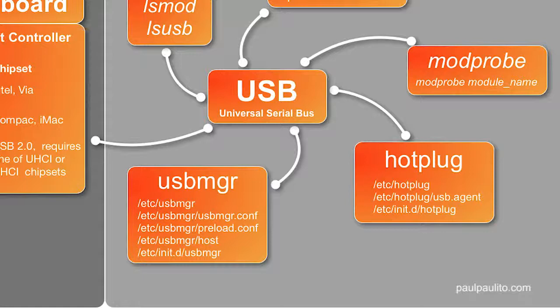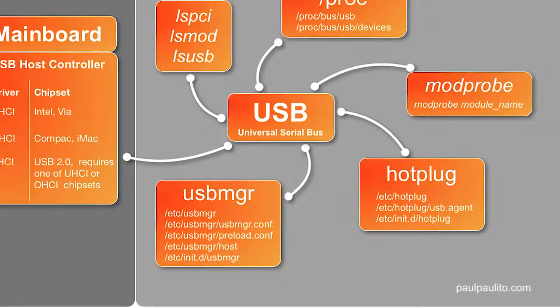The USB Manager configuration files are /etc/usbmgr/usbmgr.conf, a file that contains the official IDs, and /etc/usbmgr/preload.conf. This file contains a list of modules to be loaded by USB Manager while starting. /etc/usbmgr/host contains the module name of the used USB host controller. The USB Manager daemon is started via the init script /etc/init.d/usbmgr.